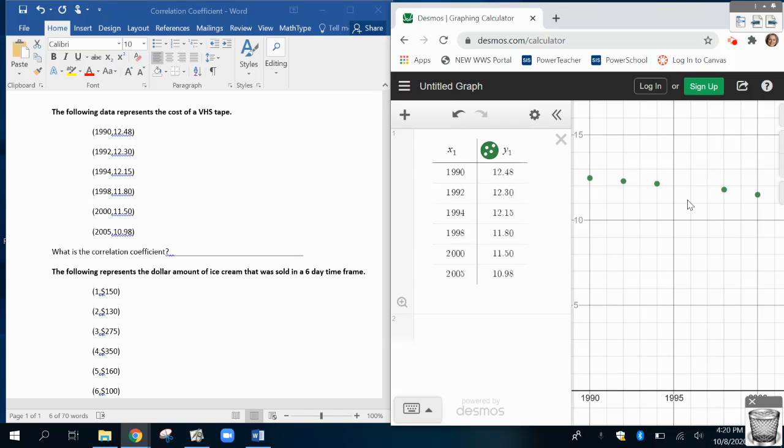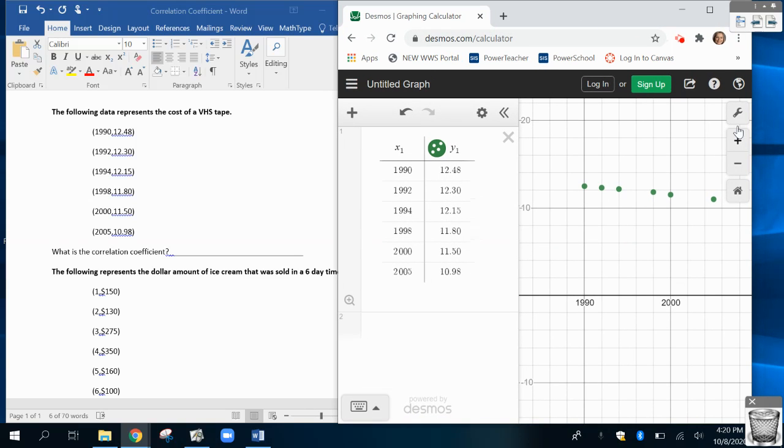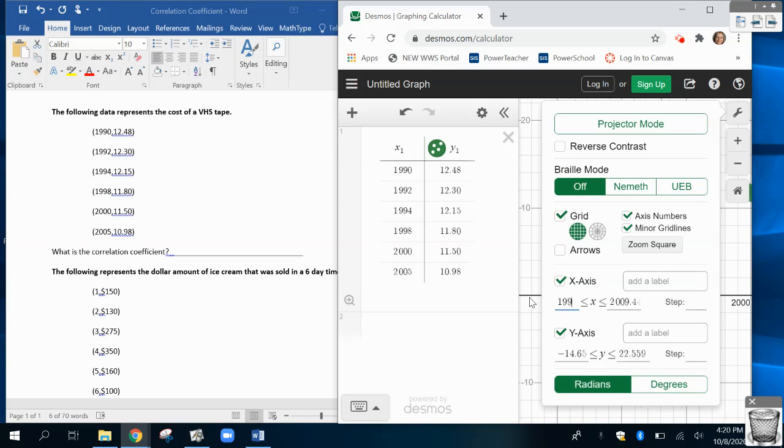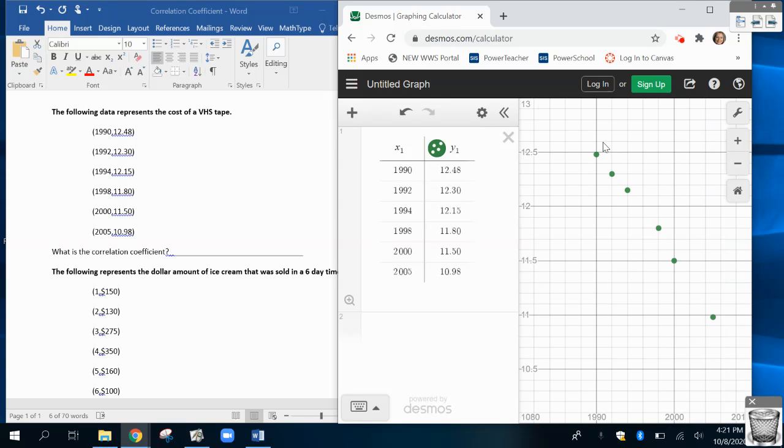Or you can also choose to do some work with changing your window. So to do that, you could go into your settings here and sort of decide, right? We need our X values to be in between like 1990. So I'm going to go a little bit lower. 1980 and maybe 2010. And I need my Y values to be between, let's see, like $10 and $13. It's sort of up to you either way, as long as you can find your data points.